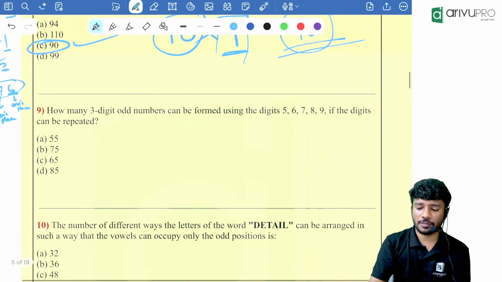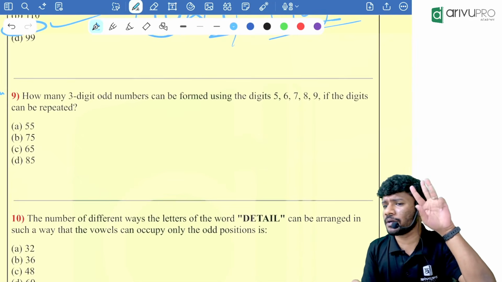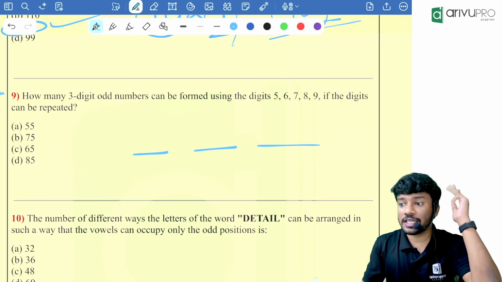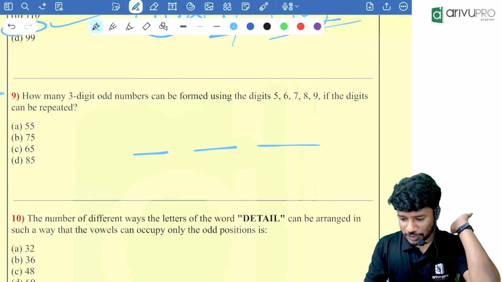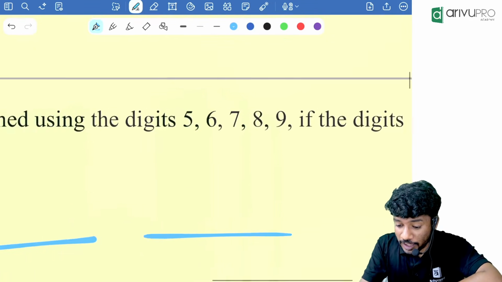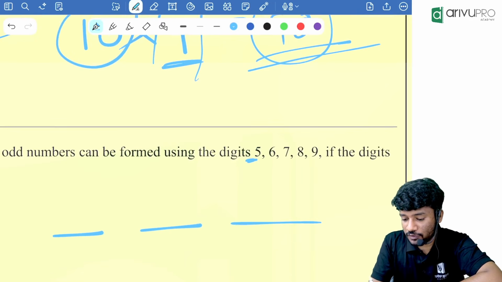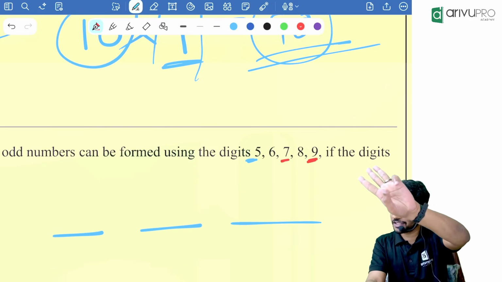Now look at this question, people. How many 3-digit odd numbers? A 3-digit odd number means how many digits are there? 3 digits are there, 3 vacant places. Correct. Now, we need to create what? An odd number. How many odd digits are there in the given digits? 5 is there, then 7 is there, then 9 is there. That means 3 odd digits are there in total.